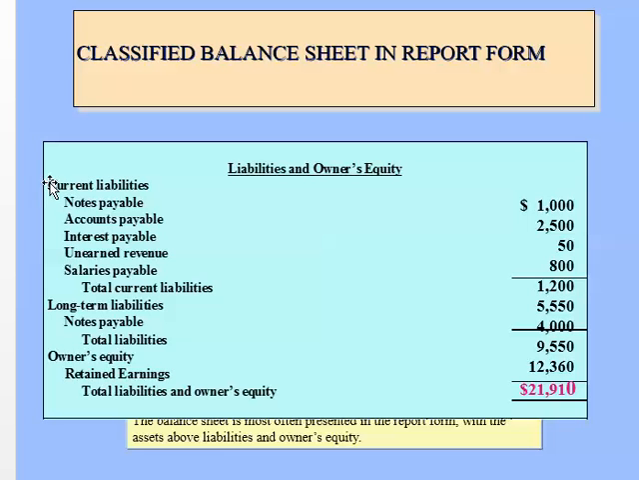Now we can see our current liabilities: notes payable, accounts payable, interest payable, unearned revenue, which is a liability, and salaries payable. So my current liabilities, those due within the current year, are going to be $1,200. Oh, looks like my lines are all goofed up. $5,550 is what that should be. Then I have long-term notes payable, $4,000. If I add those two together, I get total liabilities of $9,550. Retained earnings of $12,360, so my total liabilities plus owner's equity is $21,910.